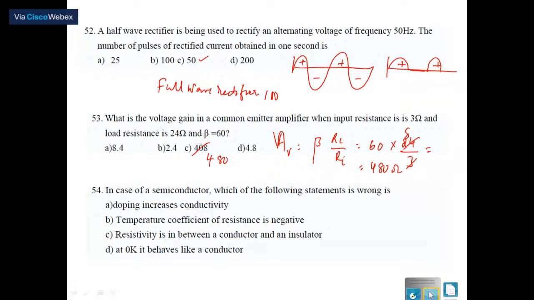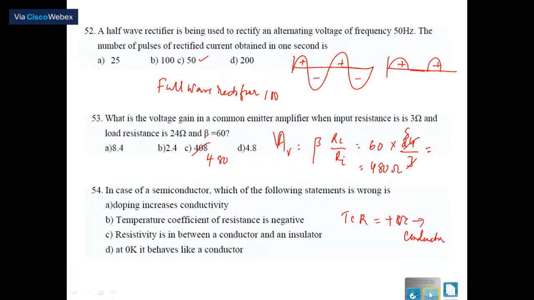Well, the next one, in case of a semiconductor, which of the statement is wrong? So you have to identify the wrong statement. Doping increases conductivity. That's the right statement only. Temperature coefficient is the negative. That is also true. In case of metals, TCR, that is equal to positive. This is for the conductor.